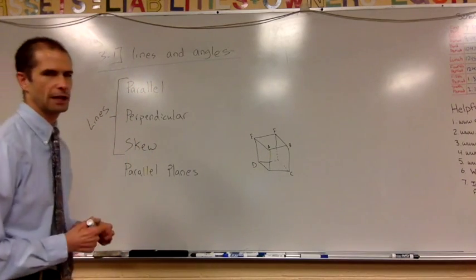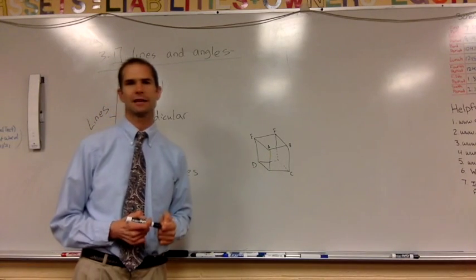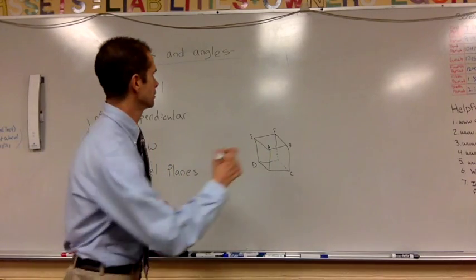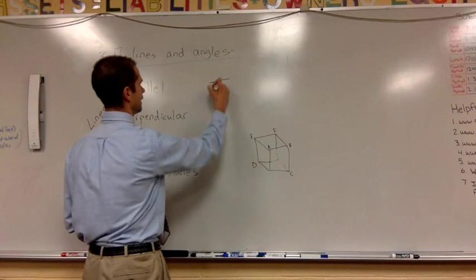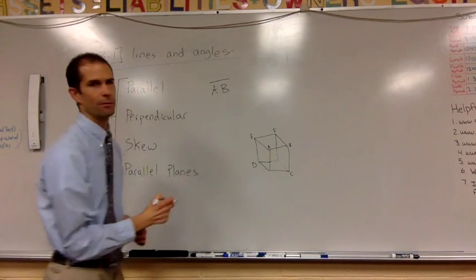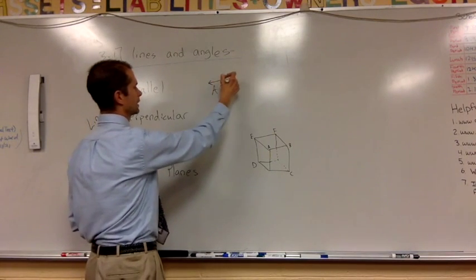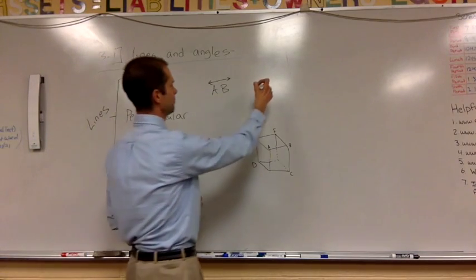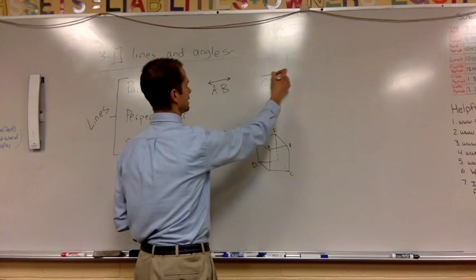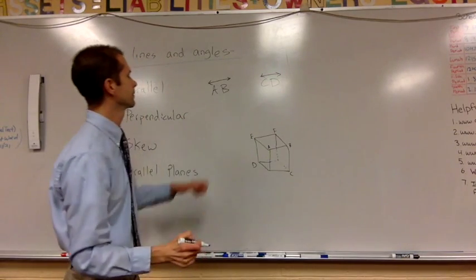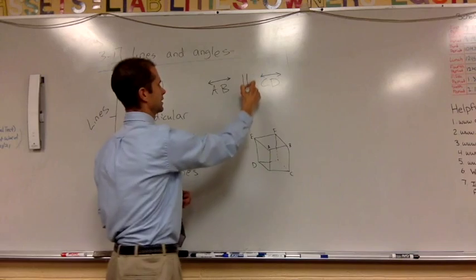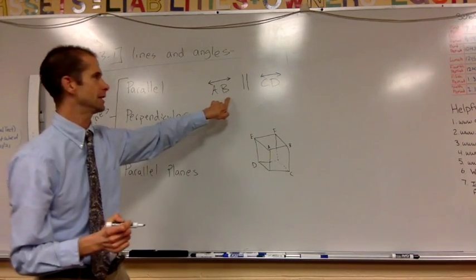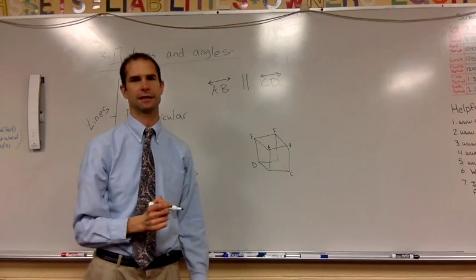For parallel lines, what we're talking about is lines that never intersect and they exist in the same plane. So we have line AB, and remember when we draw a line, we need to put the arrows on top. Now to write that line AB is parallel to line CD, we use this notation, 2 bars up and down. This tells us that line AB is parallel to line CD.